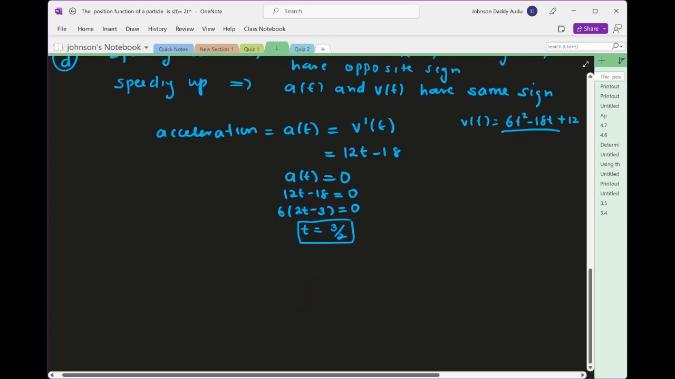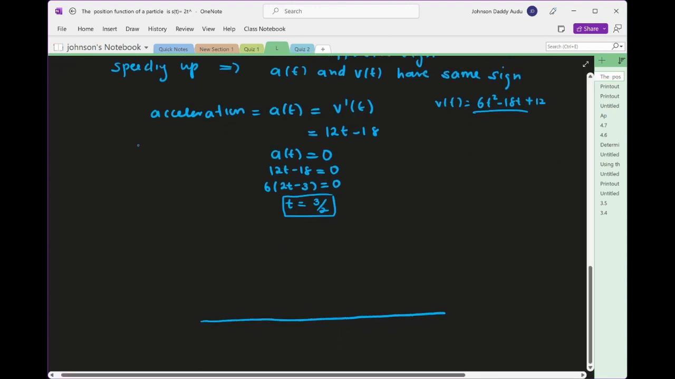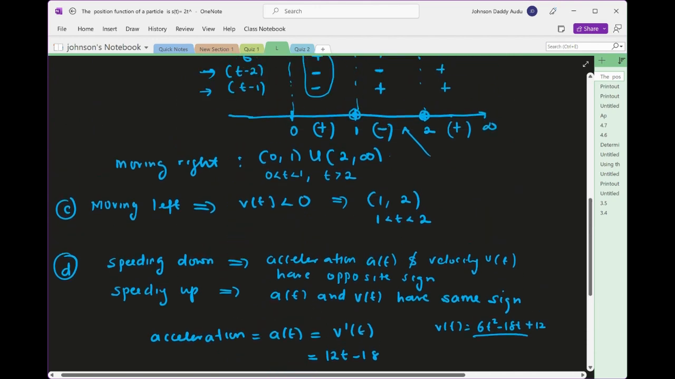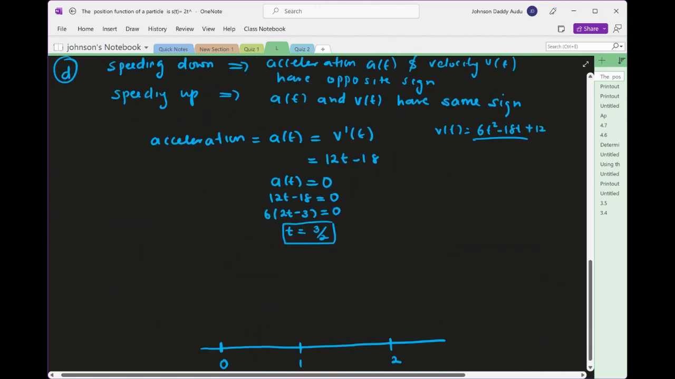All right. Now we know the acceleration. So let's go and have another table. But this table will be a little bit different now. What do you have on the table? On your x-axis, you still have 0, which is your starting point. We still have the zeros of the velocity, which are 1 and 2. The same ones we used on this table.